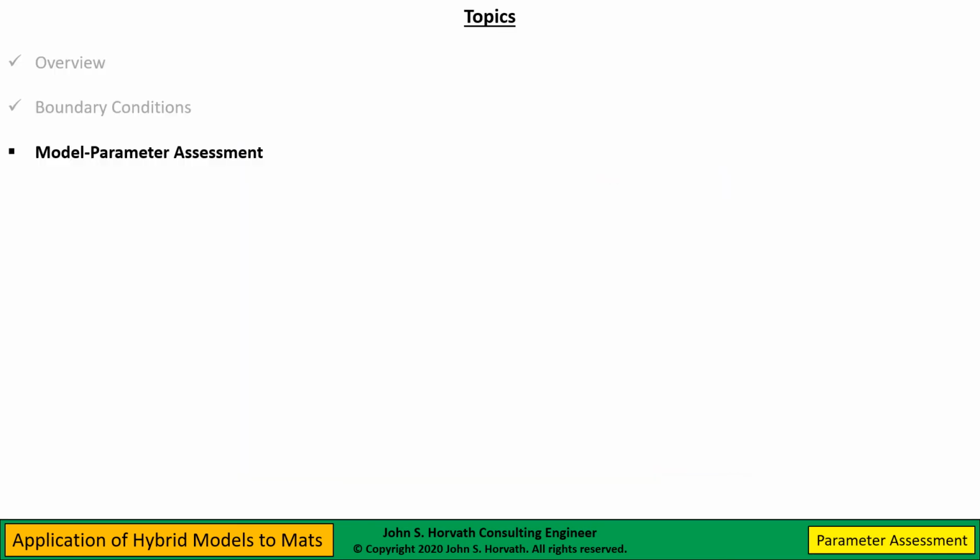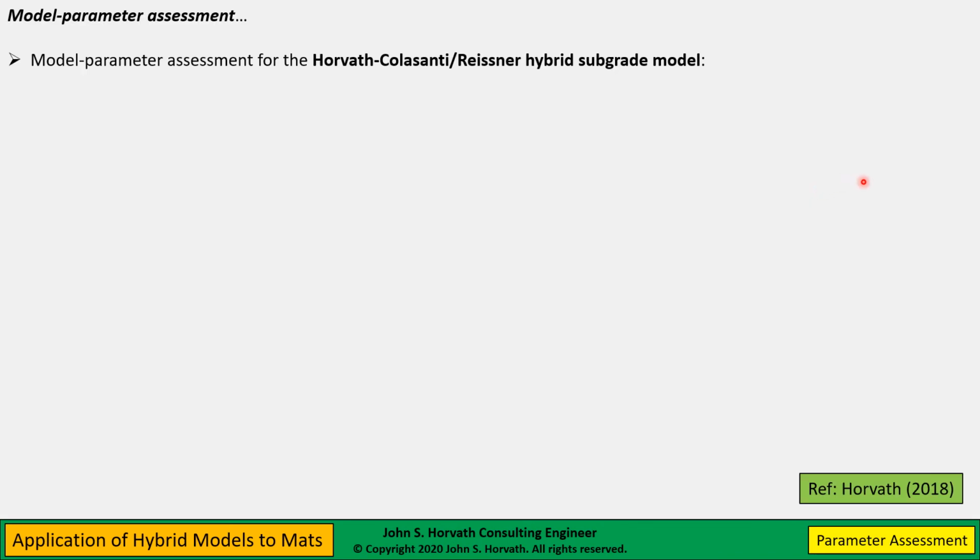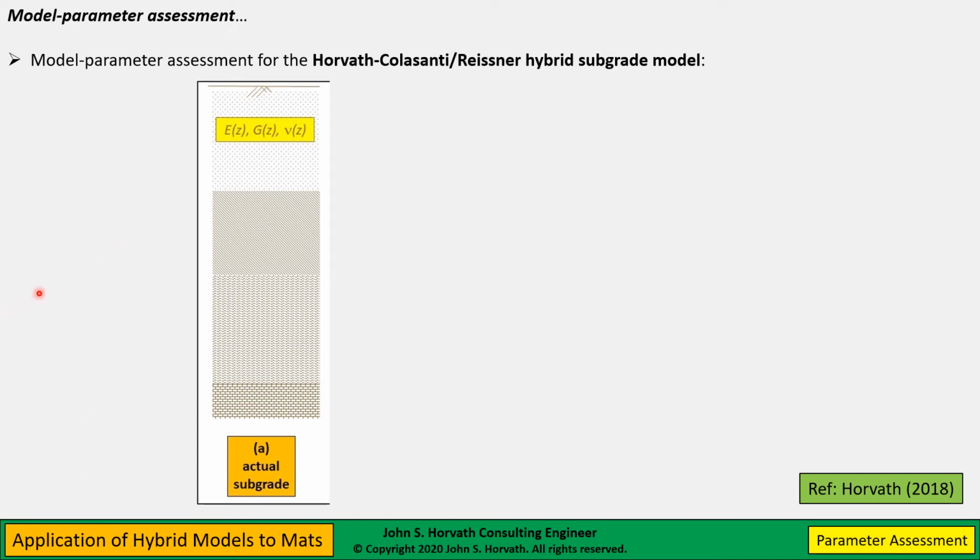No big deal. In terms of model parameter assessment, again, using mat foundations as an example, you would have your site characterization program, and you would define a stratigraphy of some sort, and you would define the elastic parameters for these different layers in your stratigraphy. This is a geotechnical problem. It's very straightforward.